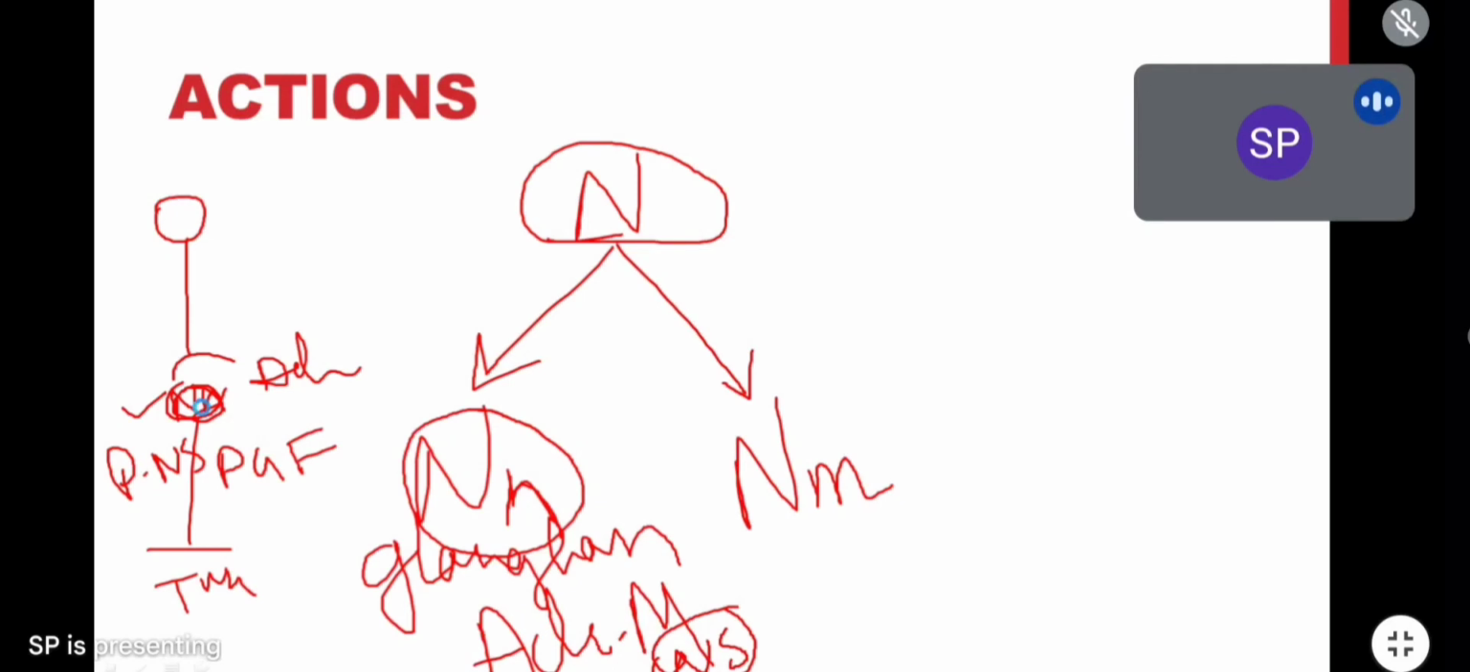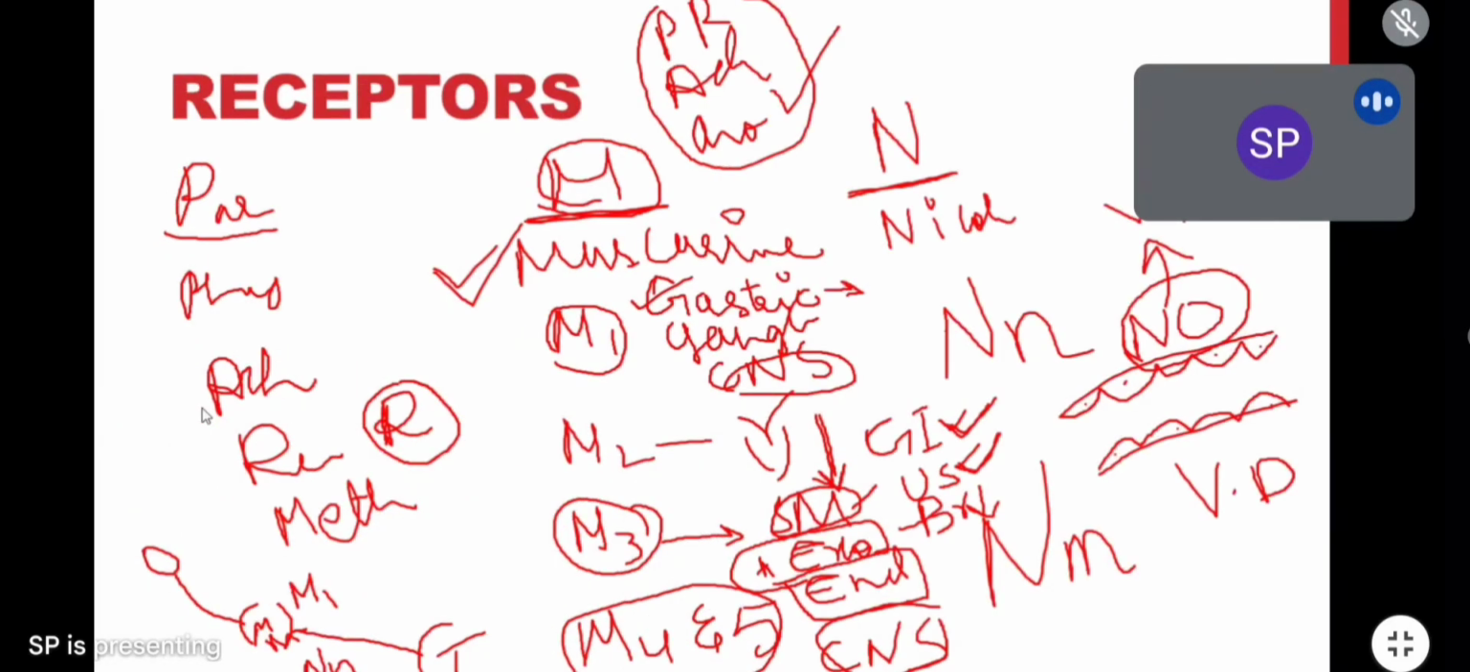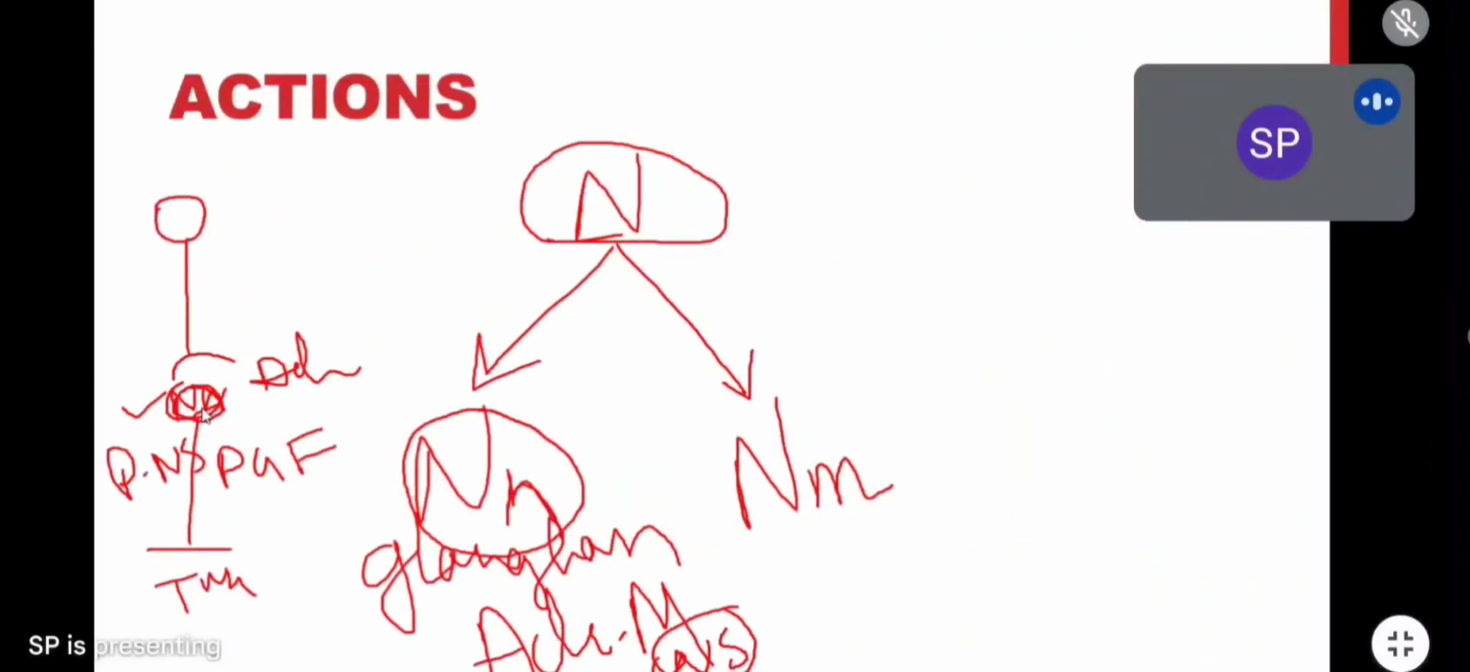I told you M1 is also, not M1, I think. Which one is it? Ganglia, yes, M1. Yeah, M1 here. On ganglia, we have M1 and NN. Clear? And on the adrenal medulla, what did I tell you? Yes, NN is present on the adrenal medulla. Where is the adrenal medulla? Where is the adrenal medulla?